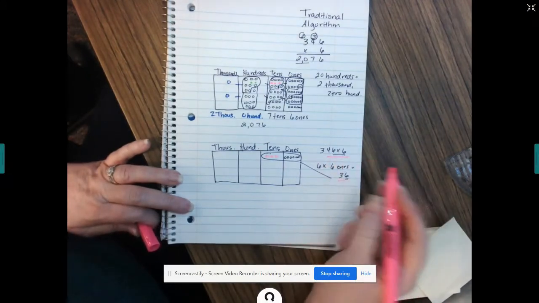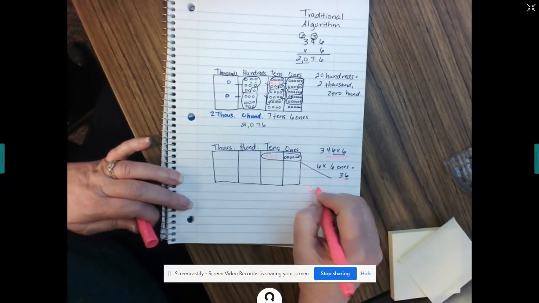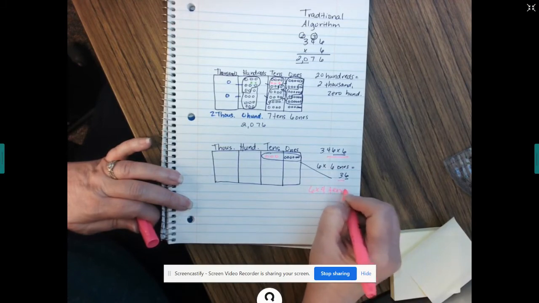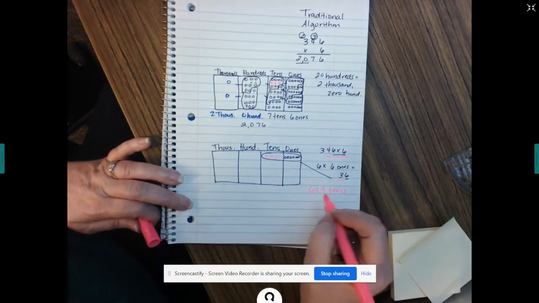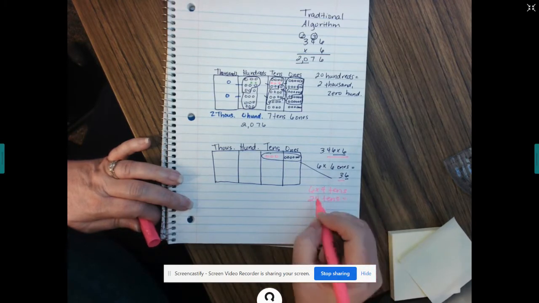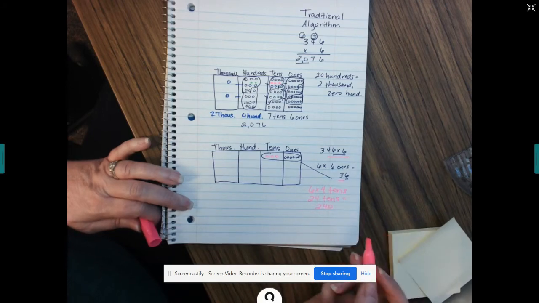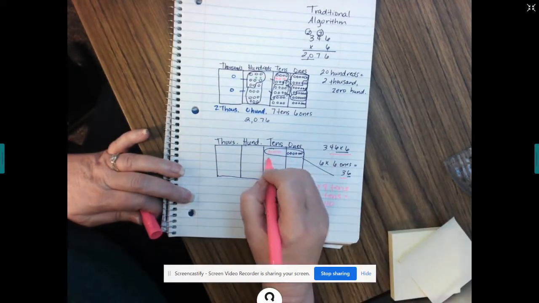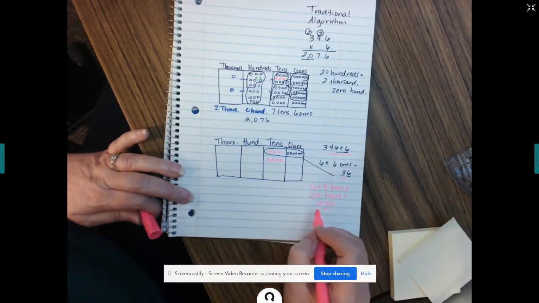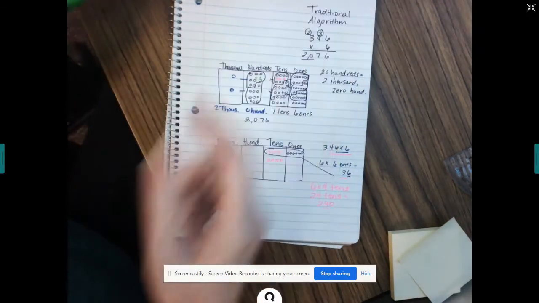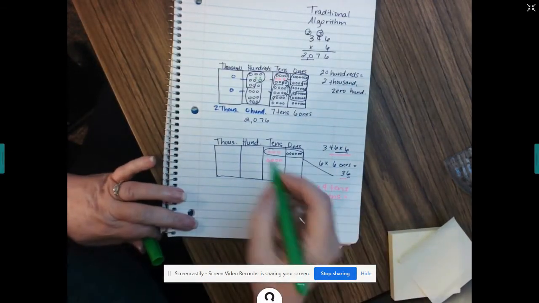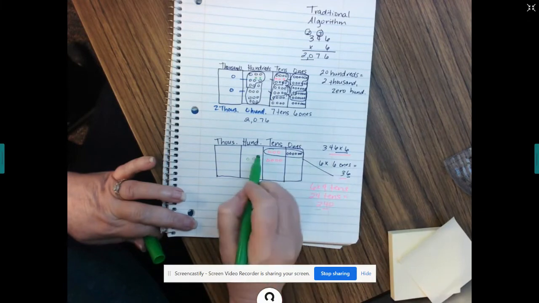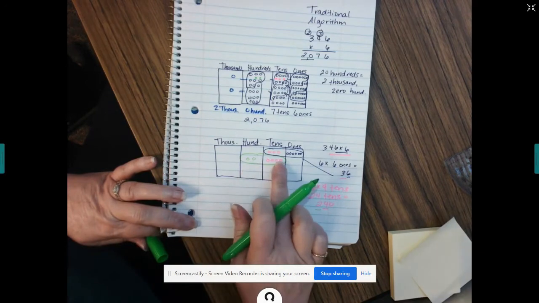Okay, so the next thing that I'm going to do is I'm going to multiply 6 times this 4, but it's really 6 times 4 tens, because the 4 is in the tens place. Now I know that that means that I have 24 tens, which is the same as 240. Well, of this 240, I have a 4 in the tens place, so I'm going to put 1, 2, 3, 4. But I know that I also have 2 in the hundreds place, so I'm going to put 2 hundreds here.